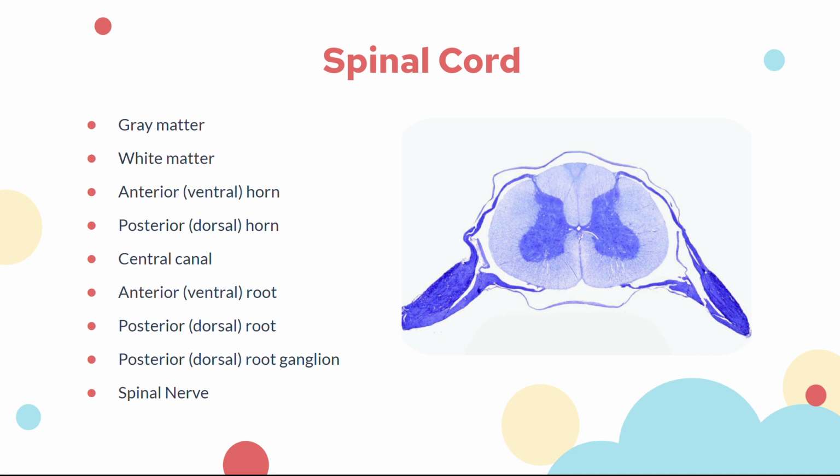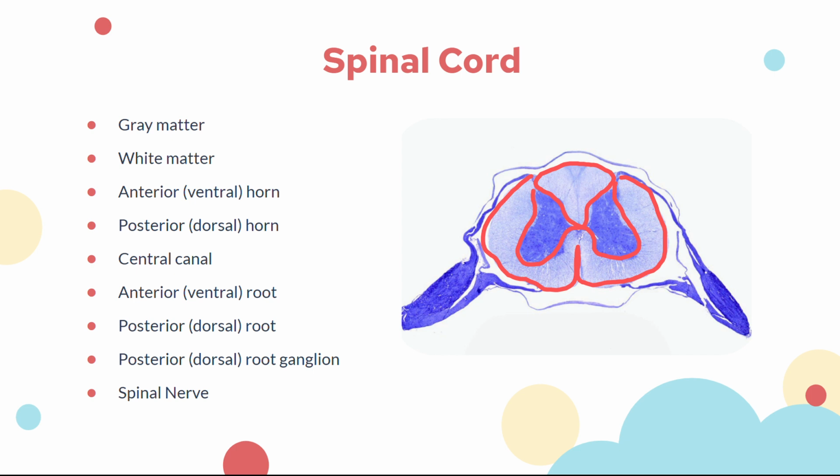And then here we have the spinal cord. So for this histology, the gray matter would be this section that's right here that you see. So this is the gray matter. And then our white matter is all of this that is not part of the gray matter. So all of this would be our white matter.